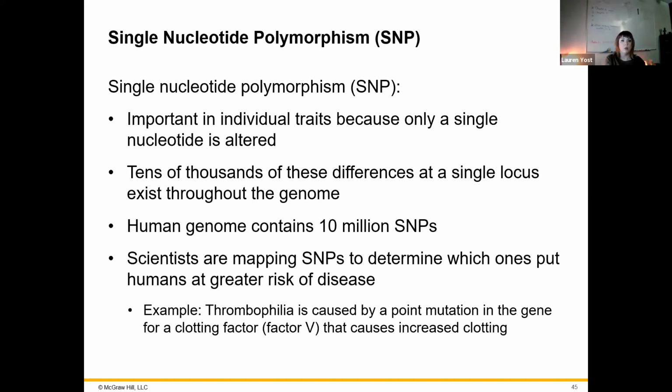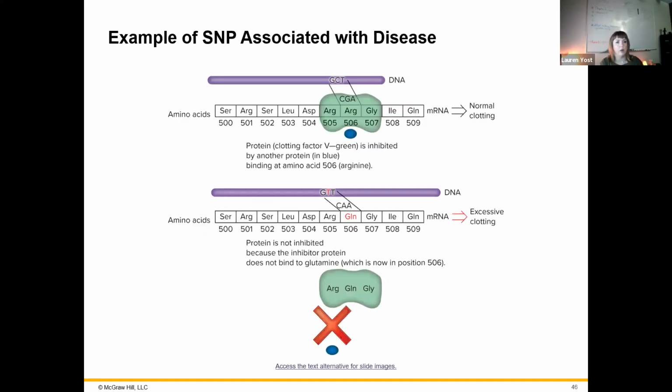So yes, the ones that are detrimental are the ones that we are the most interested in, but you can have some that don't necessarily have any effect. Examples of single nucleotide polymorphisms associated with diseases: the normal DNA, quote unquote, is GCT, and then we have a CGA that matches up with that, right? And this is what it would code for.